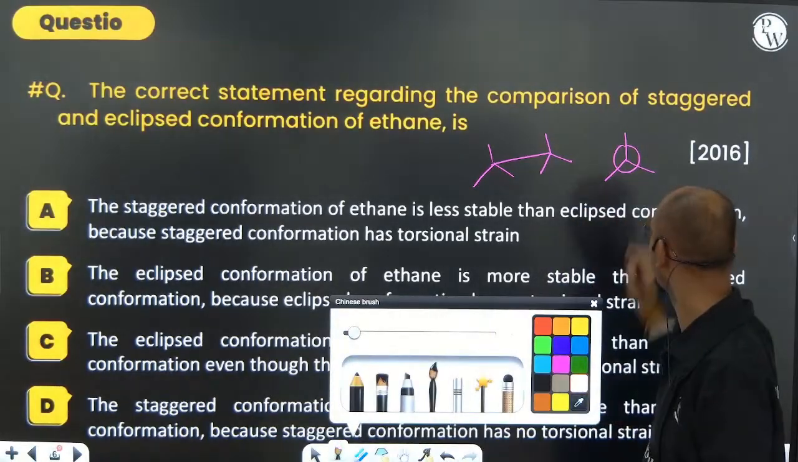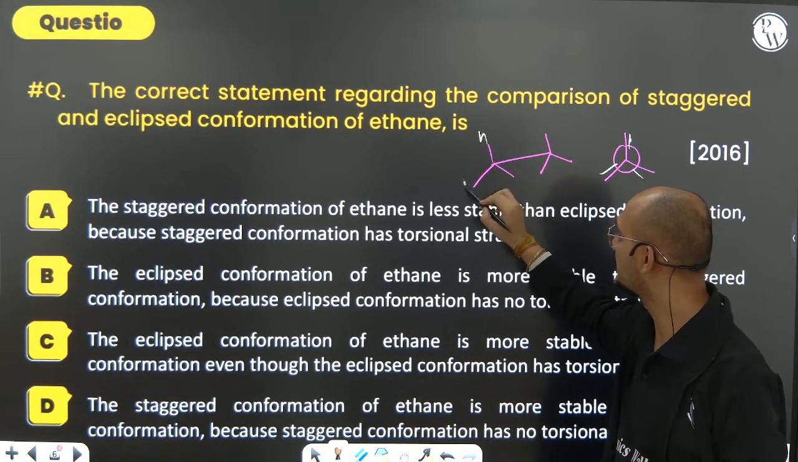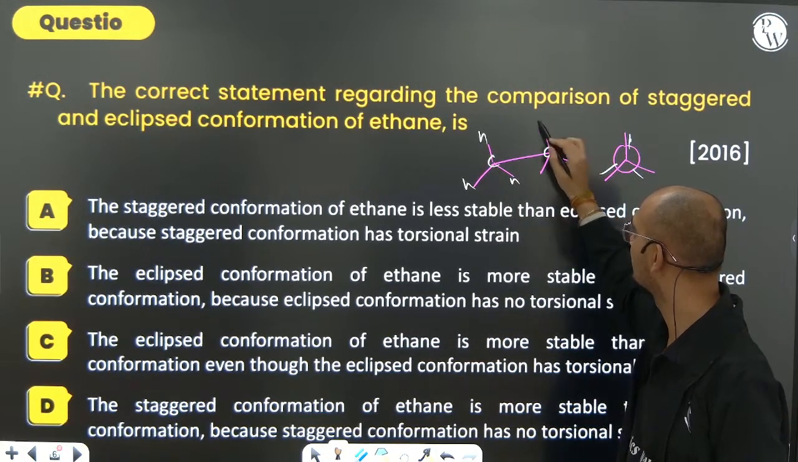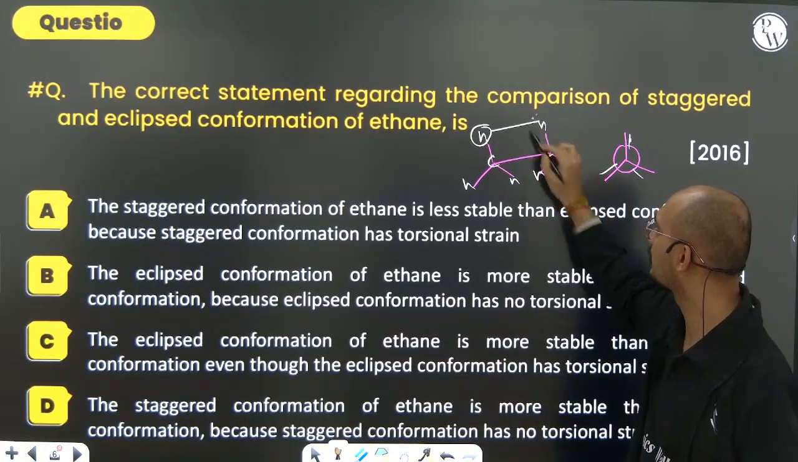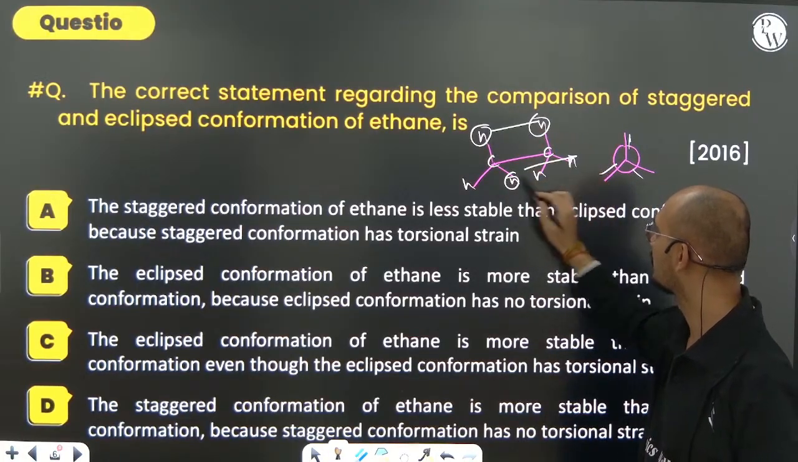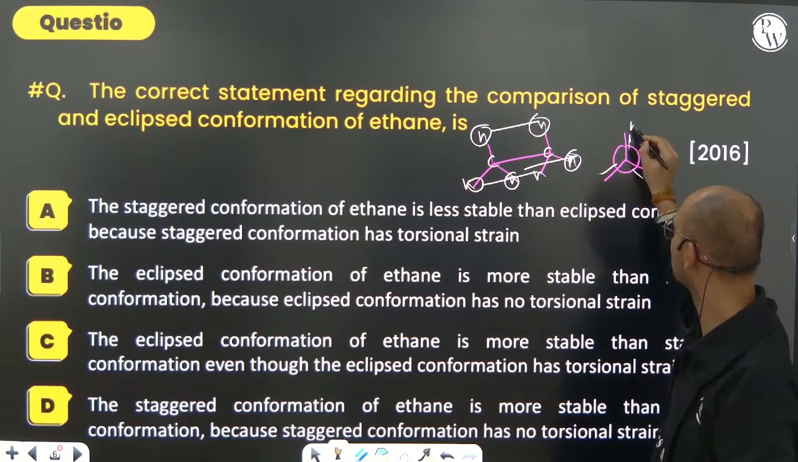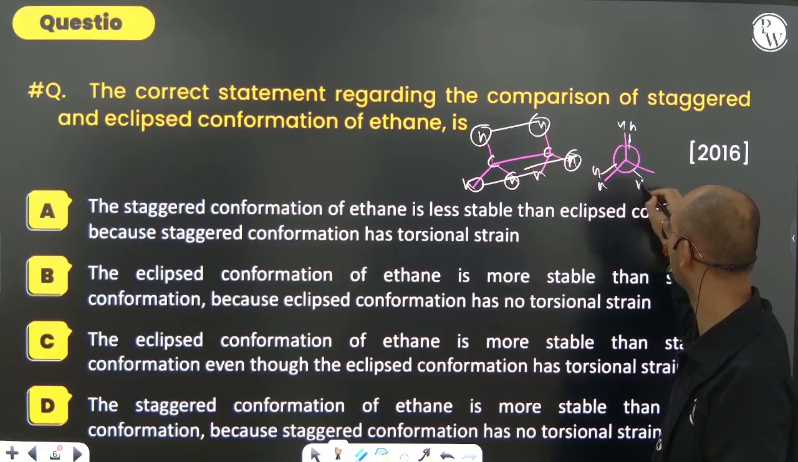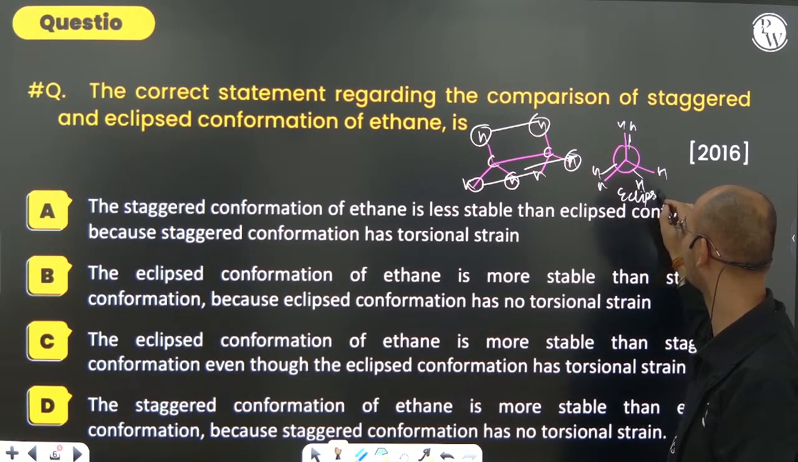Let's look carefully. See, here what we have? Carbon with HHH. Can you see? Here both of the hydrogens are just face to face. Can you see? Face to face. So what can we say? If this is H, this is H, this is H, this is H, then both of them are eclipsing each other. So this is the eclipse form.